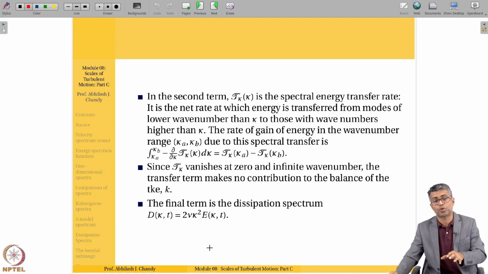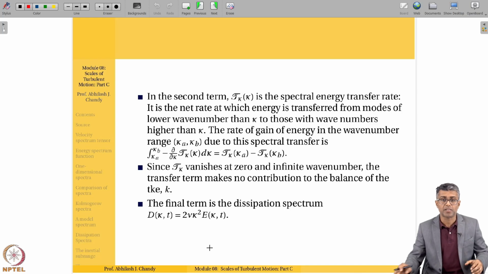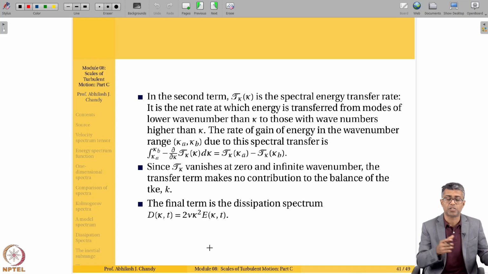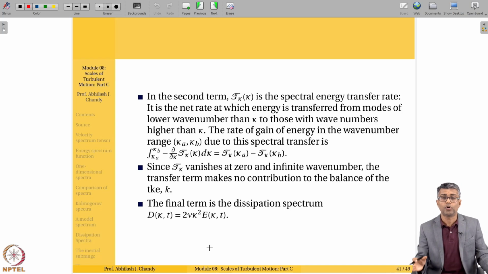The second term has to do with the spectral energy transfer rate. And here what is happening is energy is transferred from the large scales to the small scales, isn't it? So it is essentially transferred from the low wave numbers to the high wave numbers. It's transferred from the modes of wave numbers lower than kappa to wave numbers higher than kappa, because it goes from low to high.